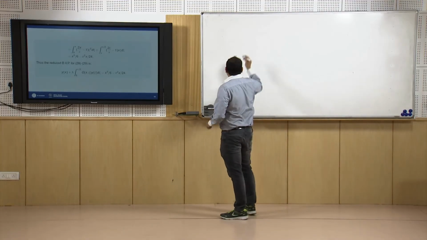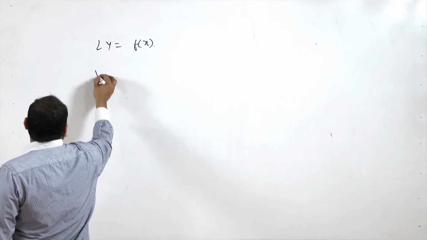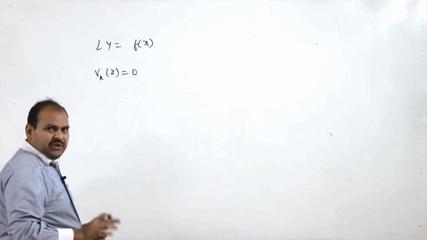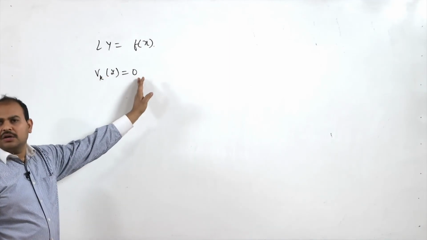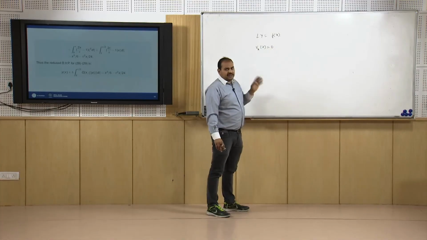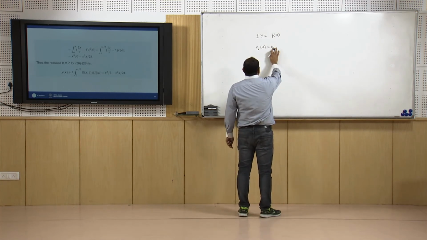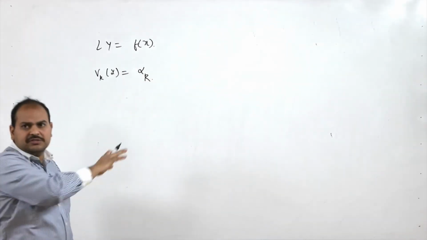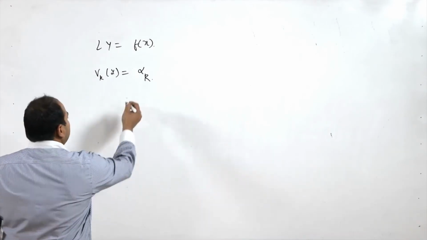I hope we have already discussed that we have Ly equal to f of x with the boundary conditions V_k y equal to 0. But suppose these boundary conditions are not homogeneous, suppose we have some alpha k's, some non-zero values, then how can we handle this? We can handle this in two ways.